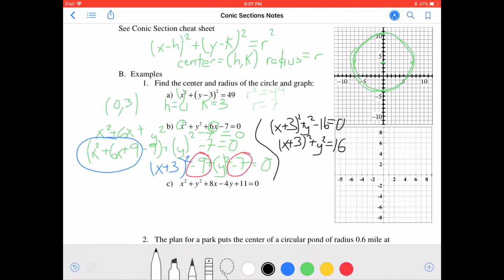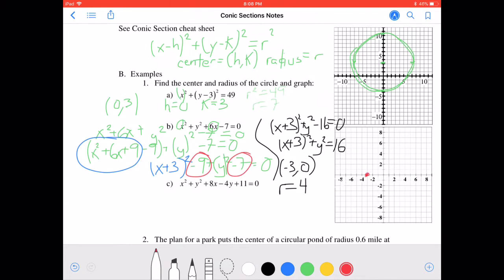Now I can figure out the radius. The center of this circle will be at negative 3, because remember, if it's inside the parentheses, it acts goofy. The y value of that center will be 0, and our radius will be equal to 4, because we have to take the square root of 16. So when we start graphing this, just like the example above, first we start at the center, which is at negative 3 and 0. So we can put a dot right there.